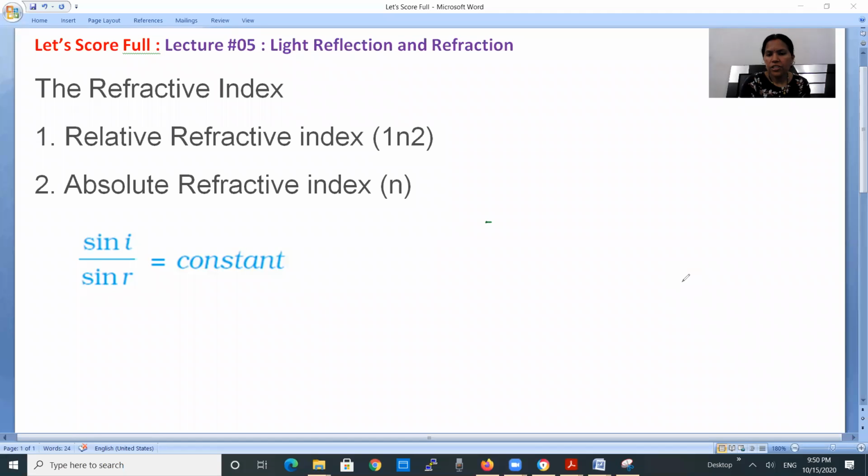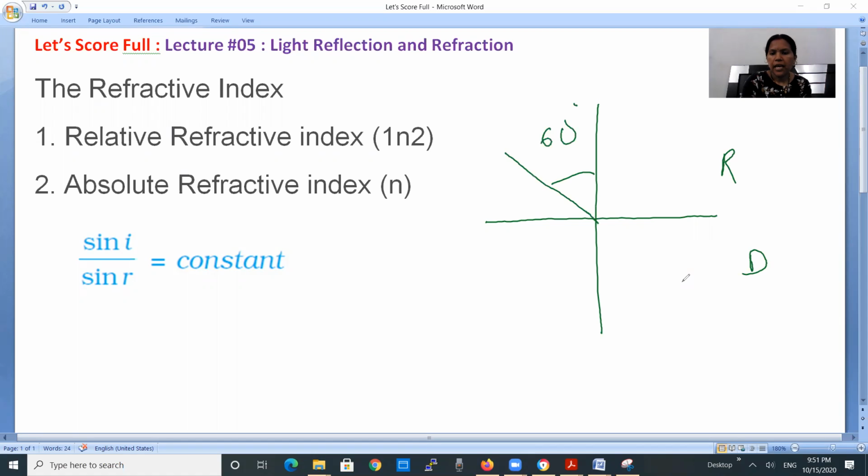So now let the question is, if light travels from rarer to denser medium and incident angle is 60 degree and refracted angle is 30 degree. And because this is denser medium, so light will bend towards the normal, and that is why angle got reduced. So the question is, find, this is medium 1 and this one medium 2. Find the refractive index of 2 with respect to 1. This is the question. So how to do?